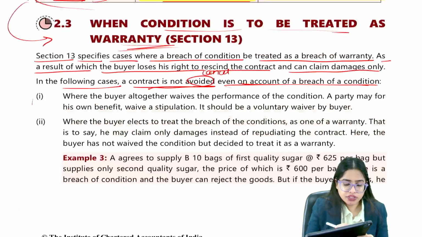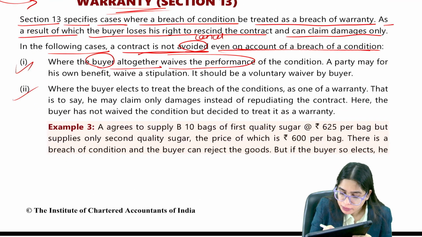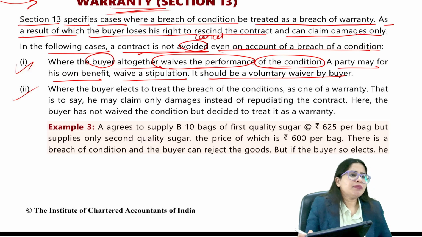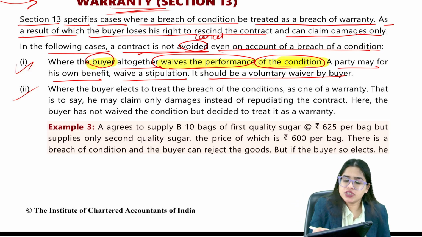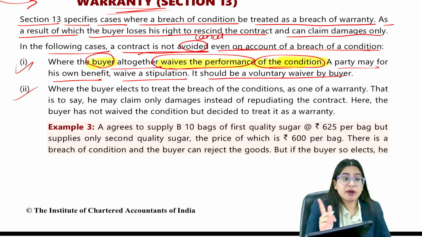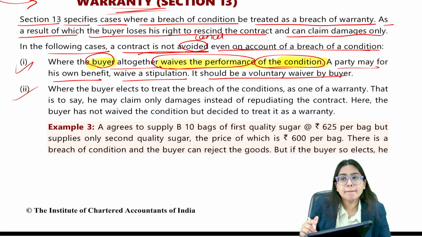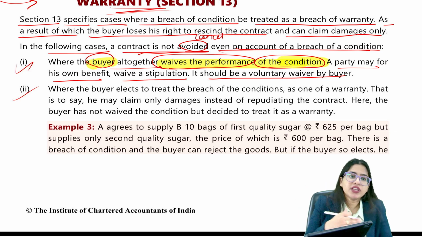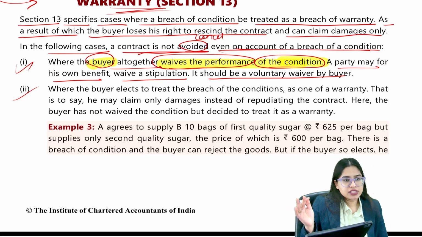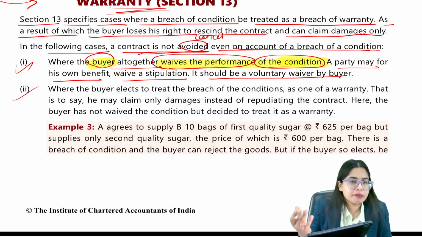1, 2, 3, 4. 4 cases are there, one by one. First, where the buyer altogether waives the performance of the condition. A buyer may, for his own benefit, waive the stipulation. Take that rice example: I ordered India Gate Basmati rice. That was a condition. You delivered me some other rice. Is this a breach of condition? Yes. But I liked that rice even more than India Gate Basmati rice. So for my own benefit only, I waived the condition. Okay, it's fine. I will not cancel the contract. I will treat it as a breach of warranty. Why? Because the buyer waived the performance, maybe for his own benefit.